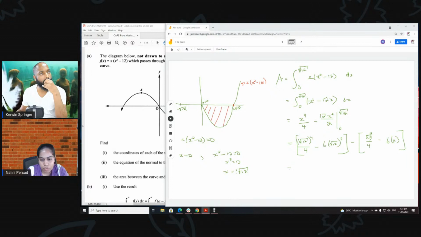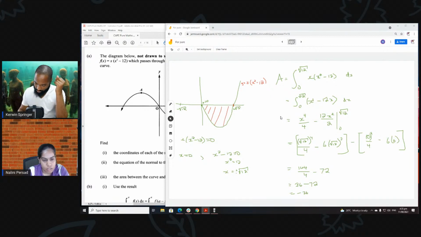So with 12 to the power of 4, that's 12 by 12, which is 144, all over 4, minus 6 by 12, which is, 12 by 6 is 72. Well, we can just do 36 minus 72. So this will give us a negative number. But that's because we were under the curve, under the x-axis. So the area is actually positive 36 units squared.